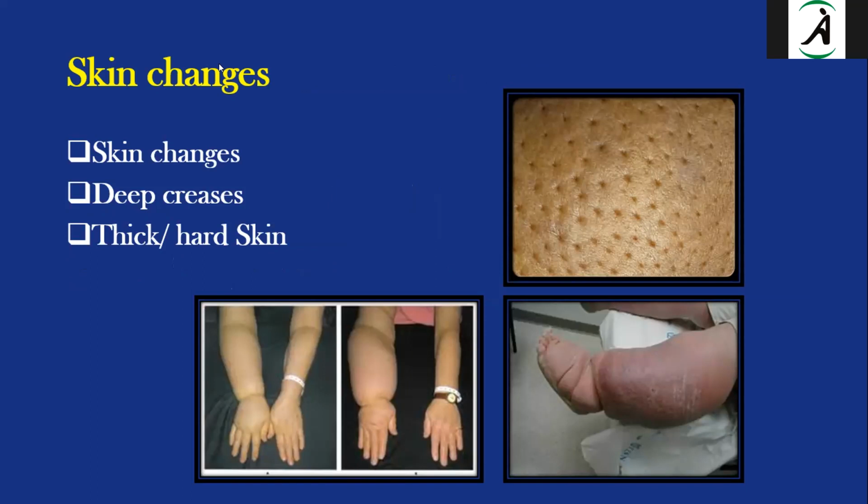And the second stage, I already said, the tissues become hardened, no longer soft. Sometimes deep creases will be there, sometimes it may not be there. And the third is hard skin. Sometimes if that particular part develops any infection, cellulitis also happens in that part.